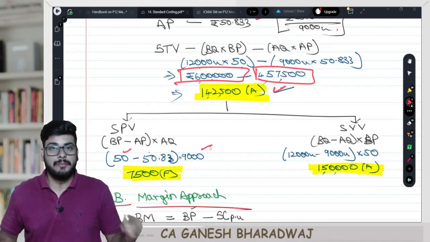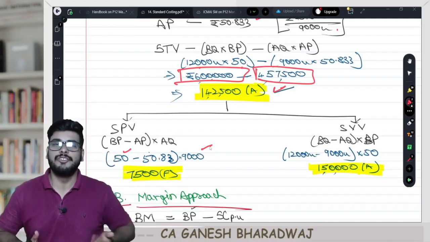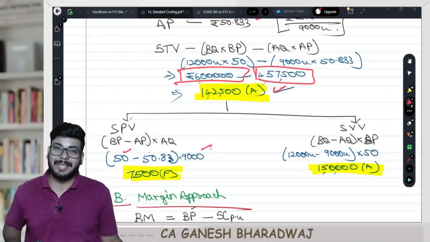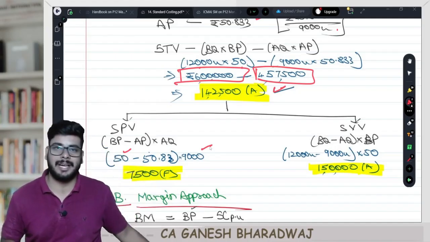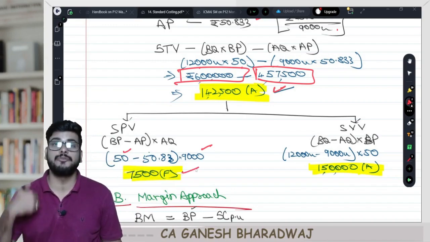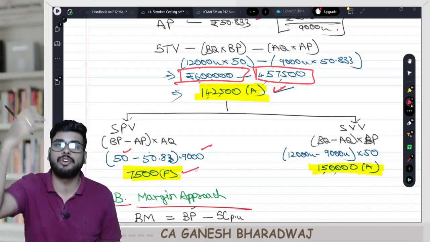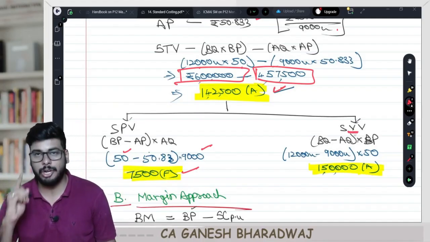How favorable? Because every unit, instead of selling it at 50 rupees, I've sold it slightly at more, which means every time I sold a unit, I slightly got more than what I expected, looking at it from a price angle. So now basically my marketing manager has done a good job. He has contributed 7,500 rupees more to my profit. Clear with this, guys?